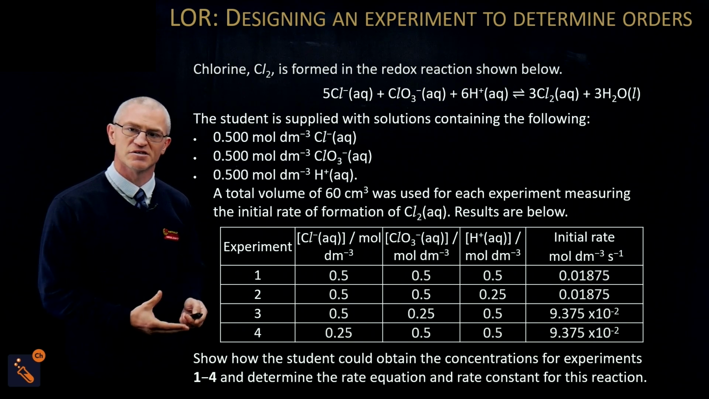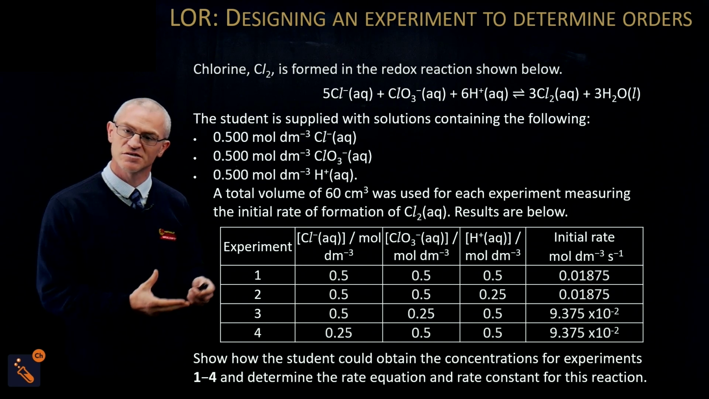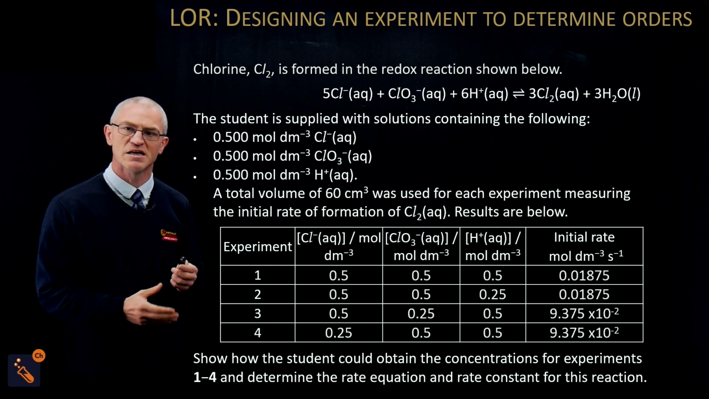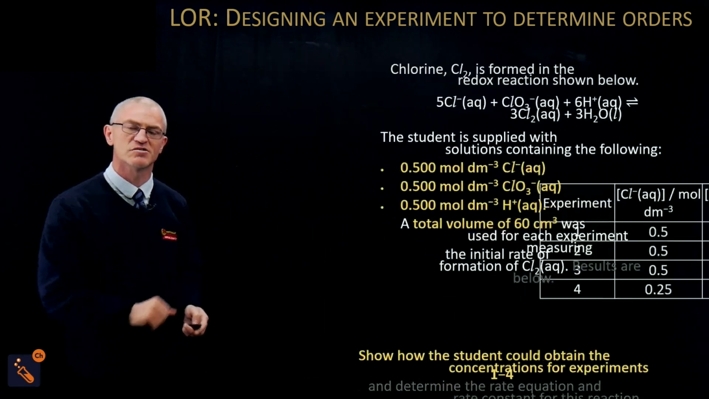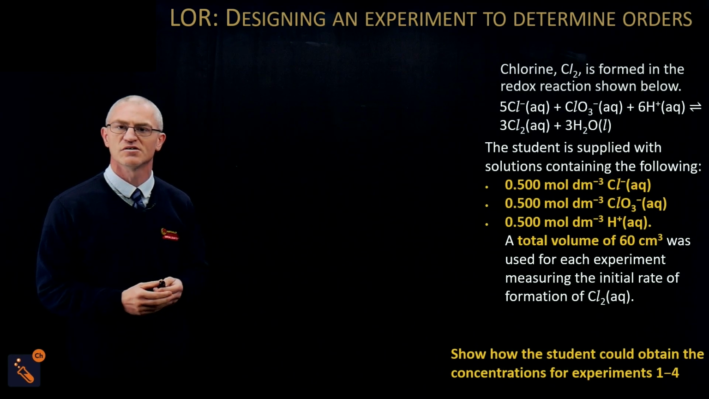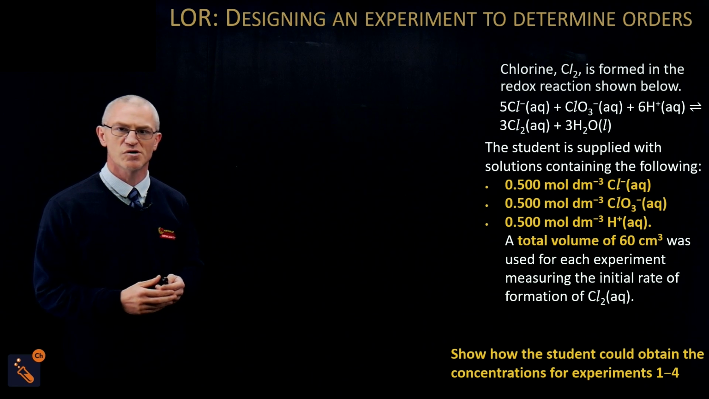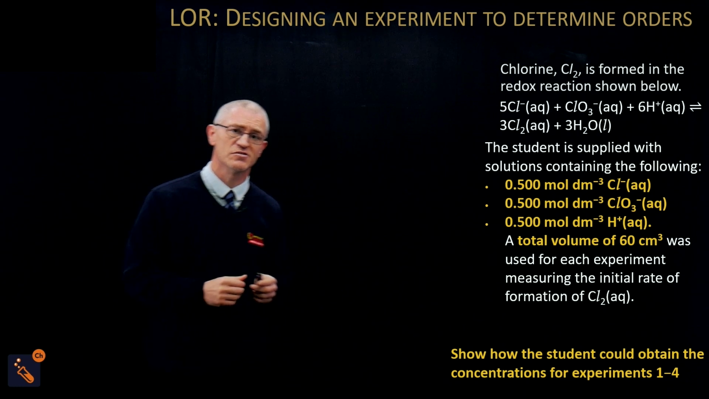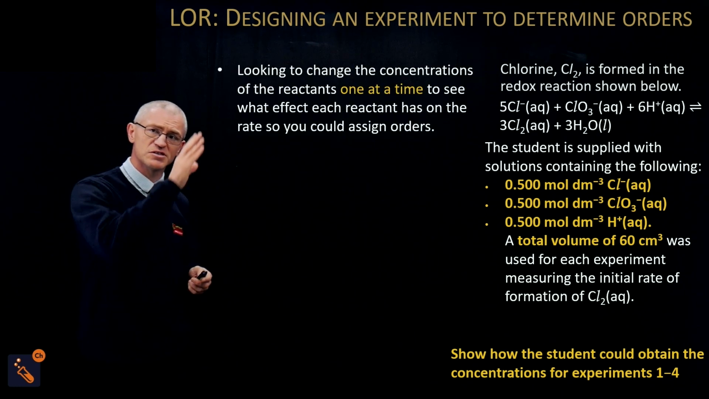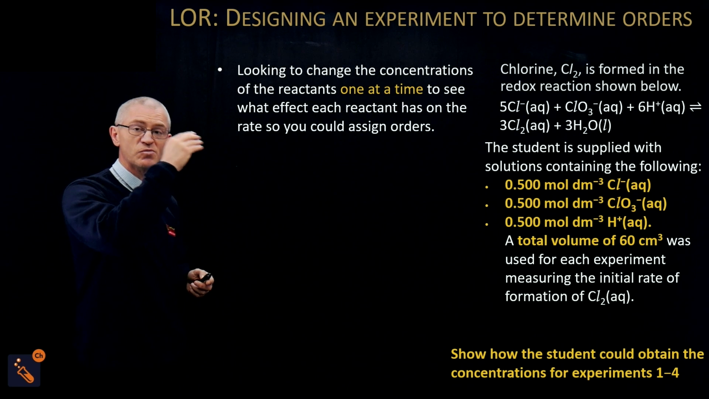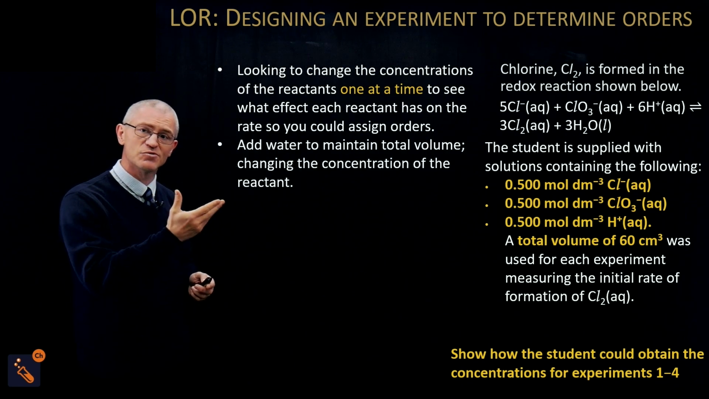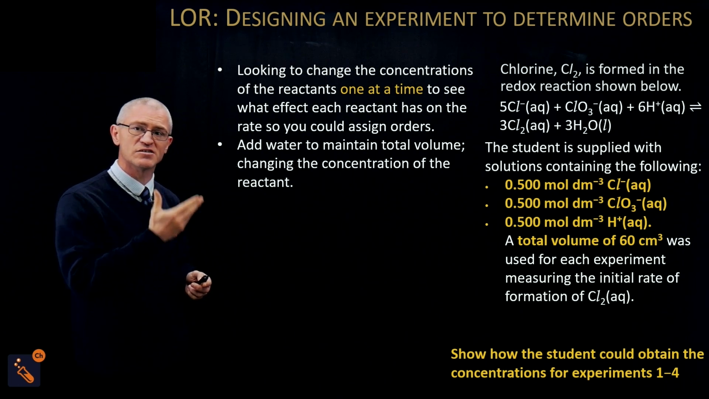So I'm going to show you a simple method to halve the concentrations. Now, in this question, you've got to show how the student could obtain those concentrations, and like I said, that's what we're going to do, but we also have to determine the rate equation and rate constant, and we'll come back to that in the second part of this question. So let's get rid of this table for now so we can concentrate on creating the different concentrations that we require. So we know it's that total volume of 60, which you've highlighted here, and these 3 concentrations we start with. So what we have to do is look to change the concentrations one at a time, and we've already done that in the previous table. And then add water to maintain the total volume when changing the concentration of the reactant.